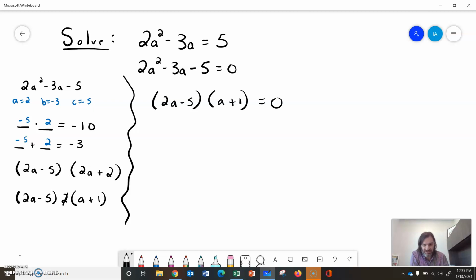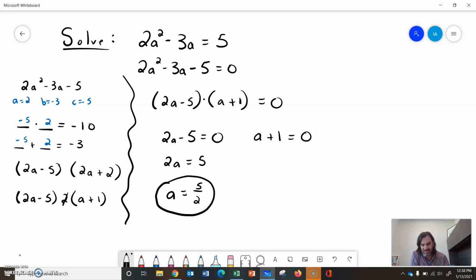So we went from several things added or subtracted together to two things multiplied together. So we can use that zero factor principle property and set each one of these equal to 0. So 2a minus 5 will be set equal to 0, and a plus 1 will be set equal to 0. So let's solve each one of these. 2a minus 5, we'll move the 5 over, so it'll be 2a equals 5. We'll divide by the 2, so we'll get a equals 5 halves.